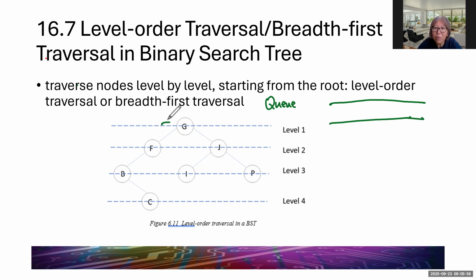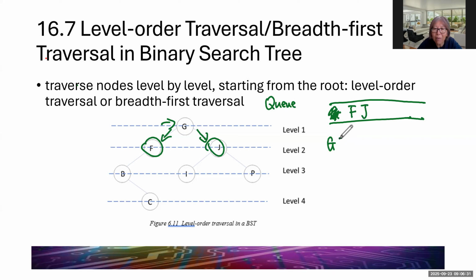Initially we start with the root node G. So G is in the queue. When G is in the queue, we take G out, output G. But we need to put its two child nodes into the queue, left first. So F, then J. Now in this queue, we need to empty out these two nodes.